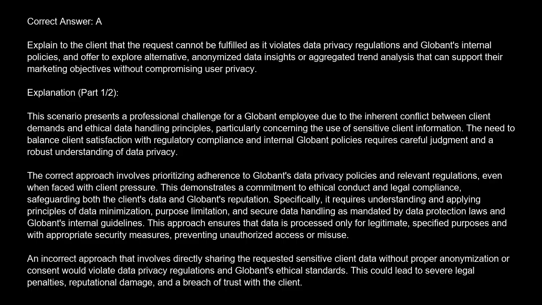This approach ensures that data is processed only for legitimate, specified purposes and with appropriate security measures, preventing unauthorized access or misuse. An incorrect approach that involves directly sharing the requested sensitive client data without proper anonymization or consent would violate data privacy regulations and Globant's ethical standards. This could lead to severe legal penalties, reputational damage, and a breach of trust with the client.